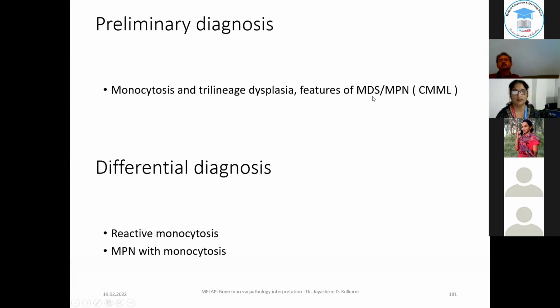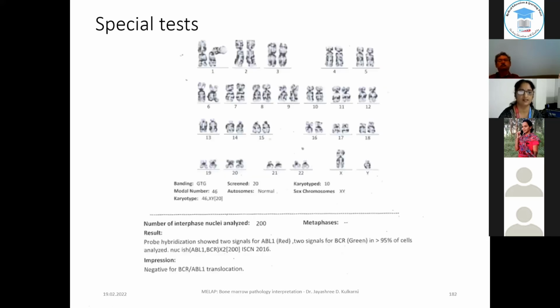So that is an MDS/MPN syndrome. Here, the differential diagnosis: you have to rule out reactive monocytosis, which will not show so much dysplasia, and other MPNs with monocytosis. You can have other myeloproliferative diseases, especially CML, which can also show monocytosis. So you have to consider everything and then decide.